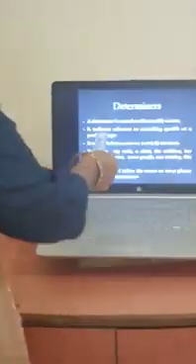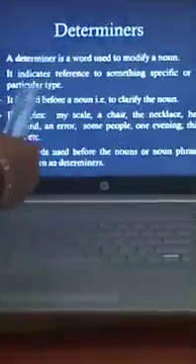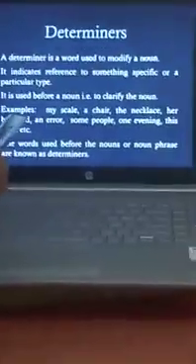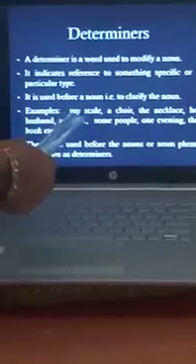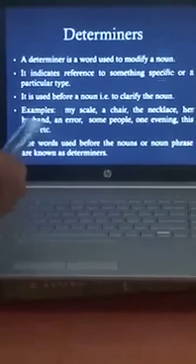Let us see what is a determiner. A determiner is a word used to modify a noun. It indicates reference to something specific or a particular type. It is used before a noun, to clarify a noun.